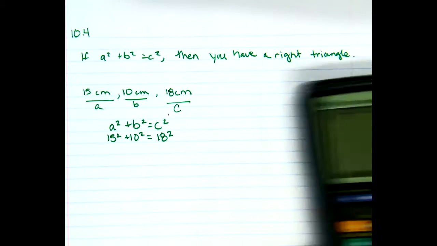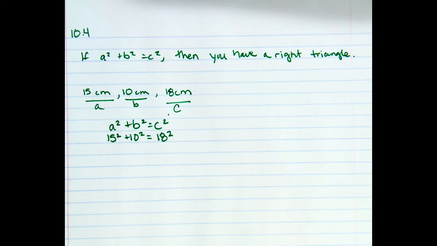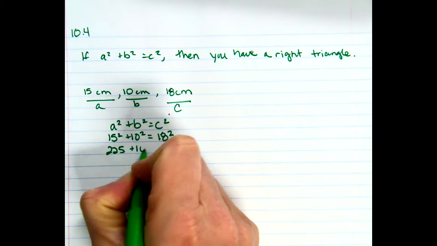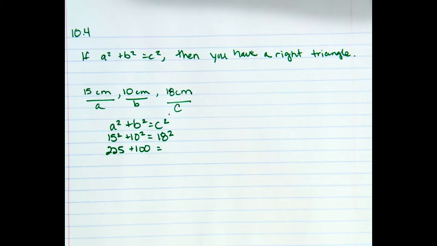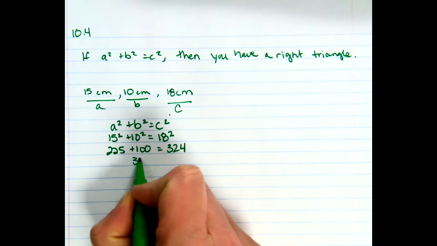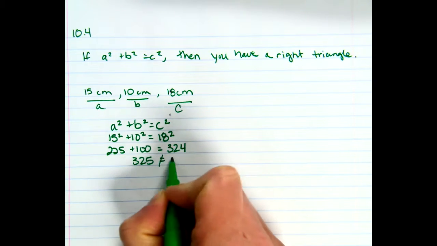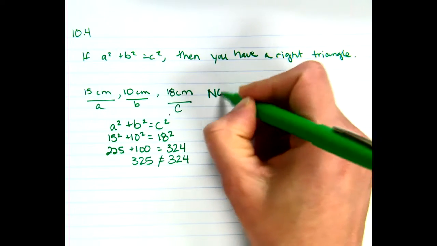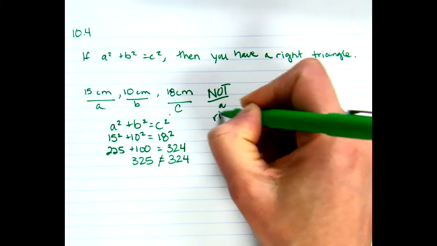And then 15 squared is 225. I don't have to do a calculator for that one. 10 squared is 100. 18 squared, I can't remember off the top of my head. Oops. Made a mistake. Let's see. 18 squared is 324. So I can see that 225 and 100 is 325. That does not equal 324. So what that tells me is this is not a right triangle.